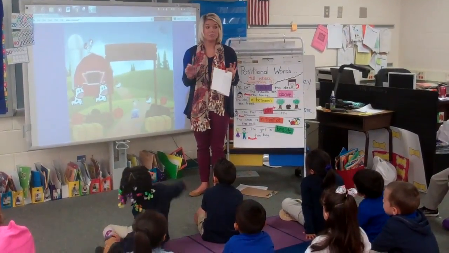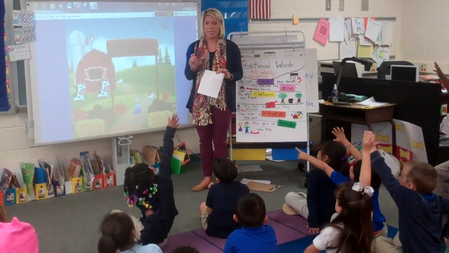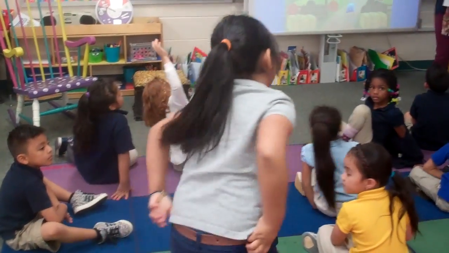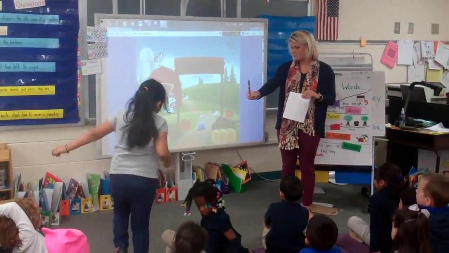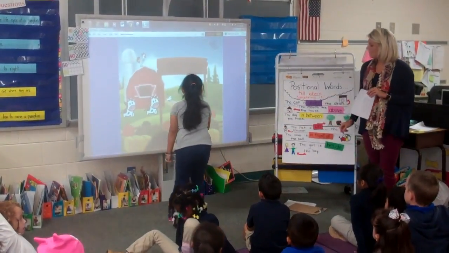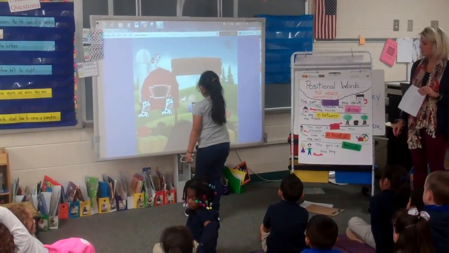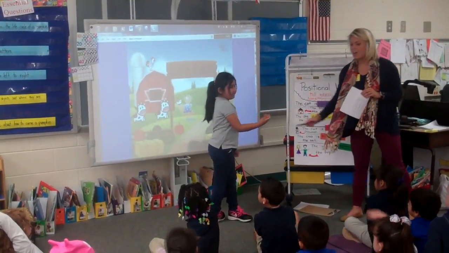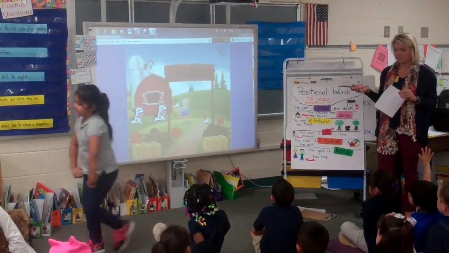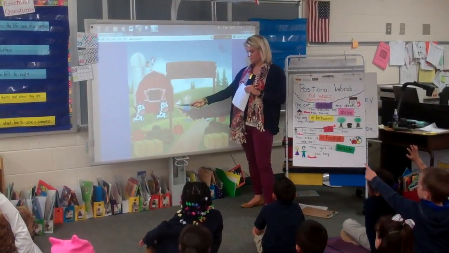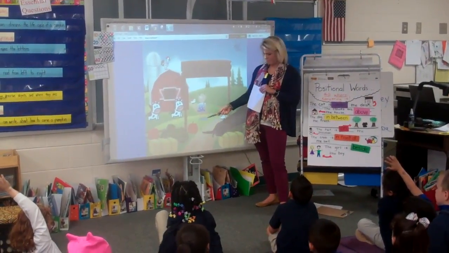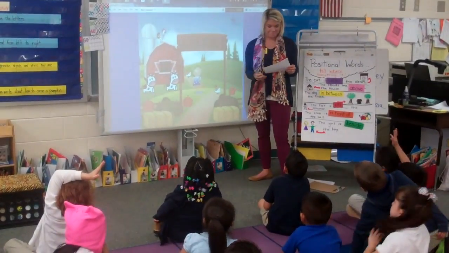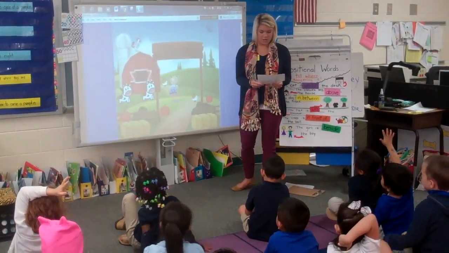Who thinks? Raise your hand. They can move the girl beside the chicken. Alondra, will you come move the girl beside the chicken? Either chicken. Good job. Okay, guys, is the girl beside the chicken? Yeah. Where's the chicken? In front. And is she beside him? Yes, she is. She's beside this chicken too. Okay. Move the girl between the cows.